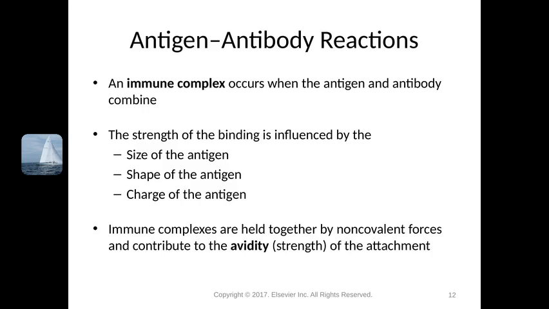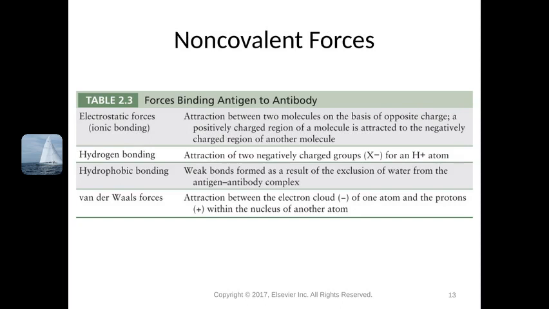So what will force an antigen to bind to an antibody? You've got your ionic bonding, and this is basically where we're looking at molecules being attracted together because they have opposite charge. So the positive charge region is attracted to the negative of another molecule. We also have hydrogen bonding, where two negatively charged groups are attracted because of that hydrogen atom.